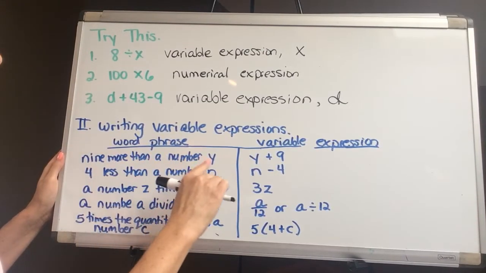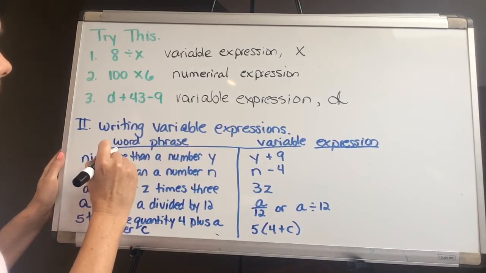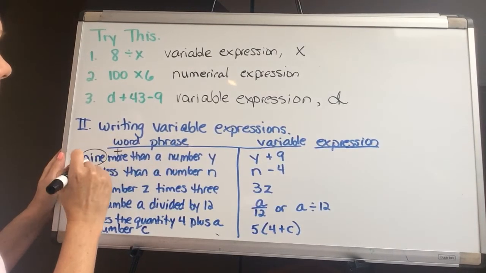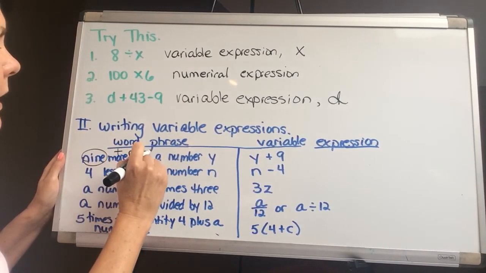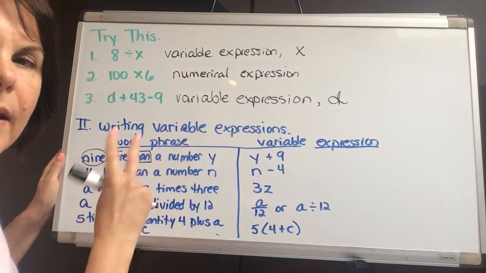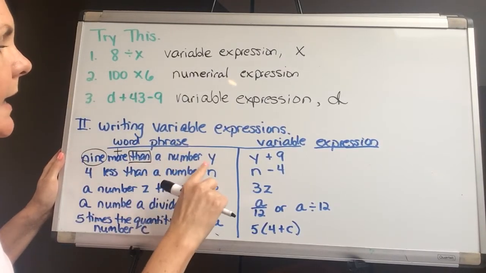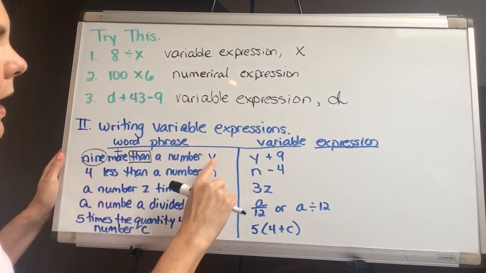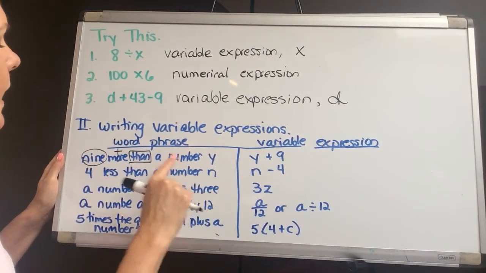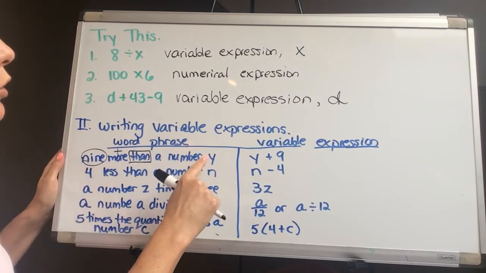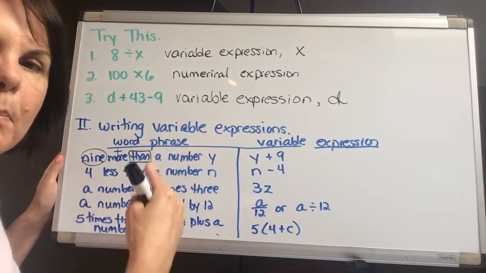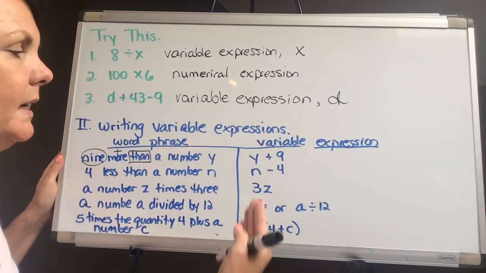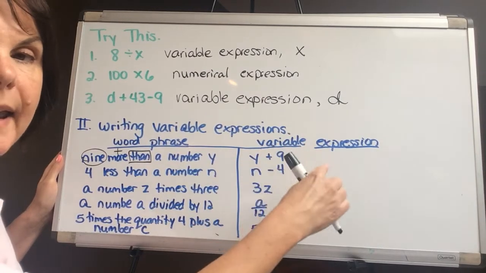9 more than a number y. More means to add. 9 is the number. This is a tricky one. That word "than" flips this. A number y. So it's not 9 plus y, but y plus 9, because we're adding 9 to the number y. It's more than whatever it is. Well, what did it start as? Y. So we're going to add 9 to that.